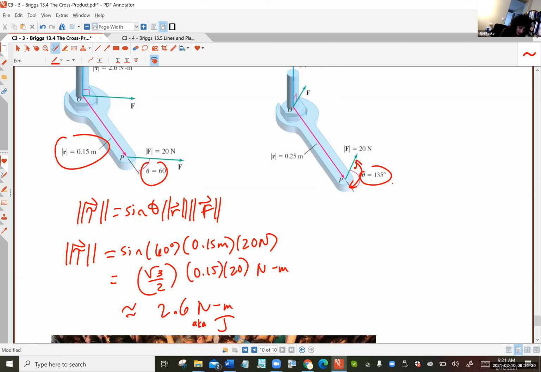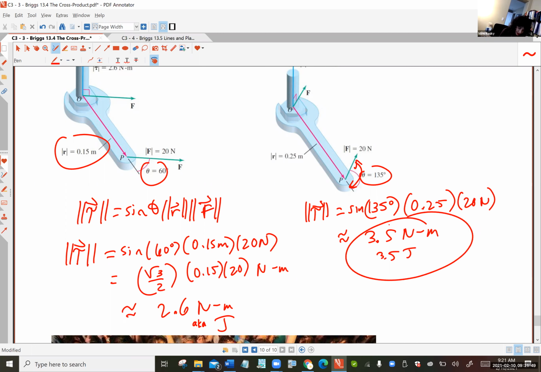Okay, now what about this other diagram? The magnitude of the torque is going to be sine of 135 degrees multiplied by 0.25 times 20 newtons. And I get approximately 3.5 newton meters or 3.5 joules, your favorite. So this one's the winner. We got a winner. So the second guy has more torque, more twisting power.